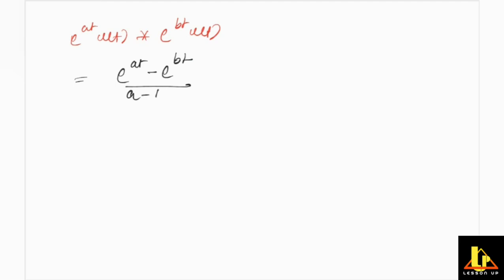Now similarly, if we convolve e to power at u of t with e to power bt u of t, you will get e to power at minus e to power bt by a minus b.